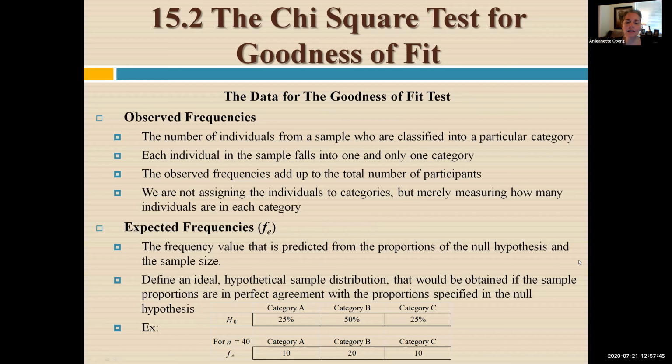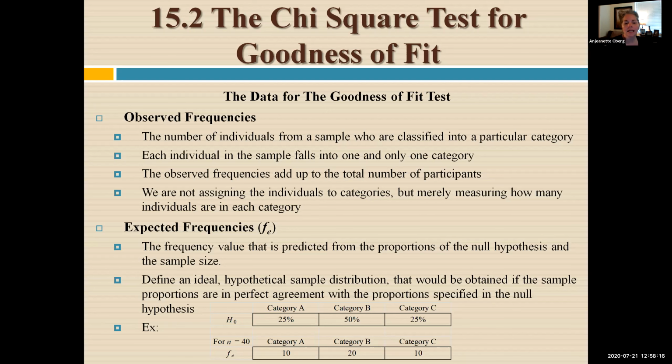Okay, so let's talk about what we do with the data. We already mentioned that we collect frequency data, right? Well, that frequency data that we collect from our sample is what we call observed frequencies. The observed frequencies are the actual raw data that we get that are observed in our sample. So this is, of the total number of participants, what frequencies did we observe in that sample.